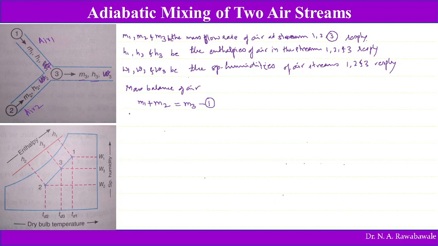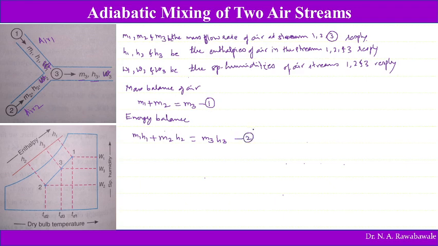Now for energy balance, the energy entering in stream 1 is the mass of air into h1, that is enthalpy 1. So m1 h1 is the energy entering in stream 1, whereas energy entering in stream 2 is m2 h2, and the energy of stream 3 is the sum of these two, which is m3 h3. We call this equation number 2.